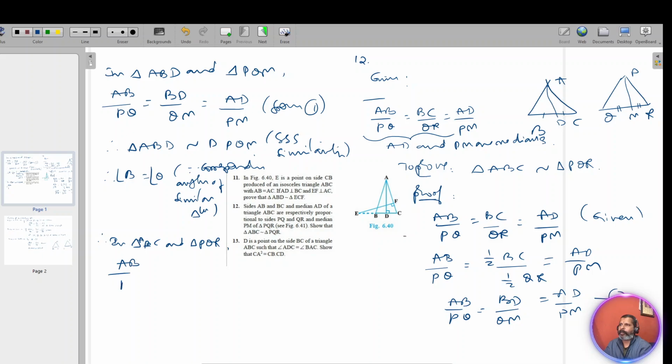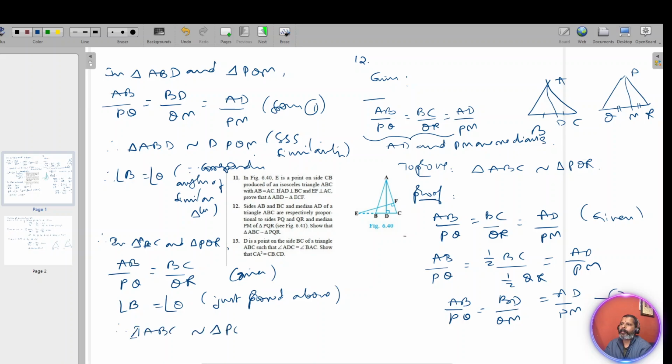Therefore, what we want now, ABC and triangle PQR, we have already two sets equal, right? Corresponding, proportional. AB by PQ equal to BC by QR. This is given. Okay. And B equal to Q, we just proved above. Therefore, triangle ABC similar to triangle PQR, hence proved by SAS similarity.